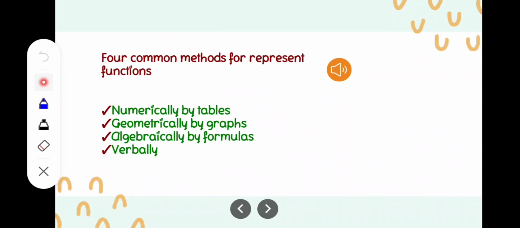There are 4 common methods for representing functions. Number 1, numerically by tables. Number 2, geometrically by graphs. Number 3, algebraically by formulas. Number 4, verbally.